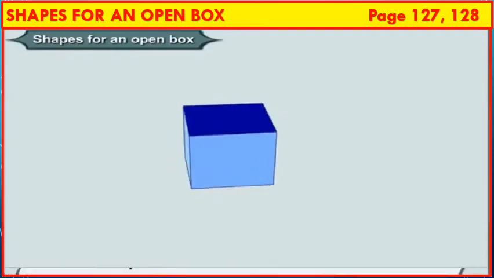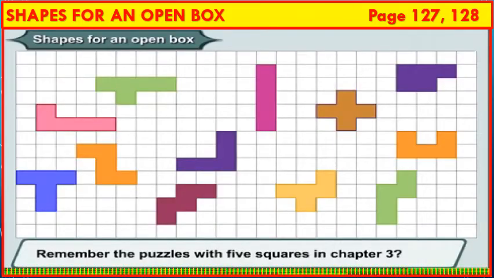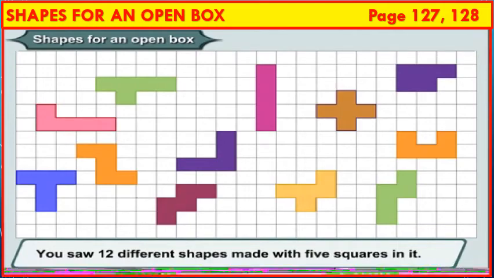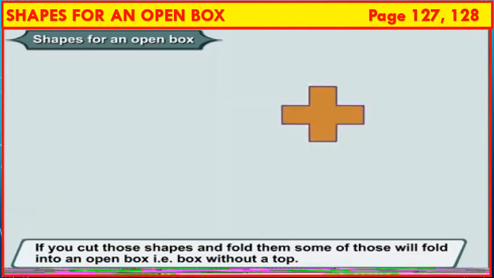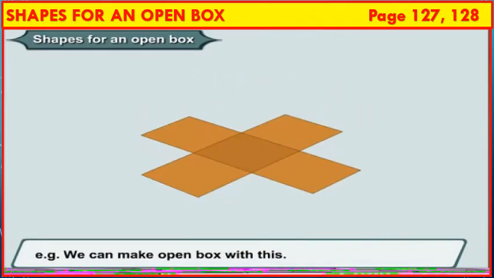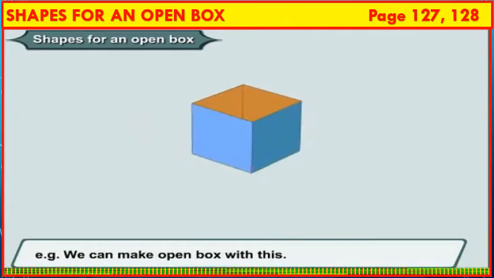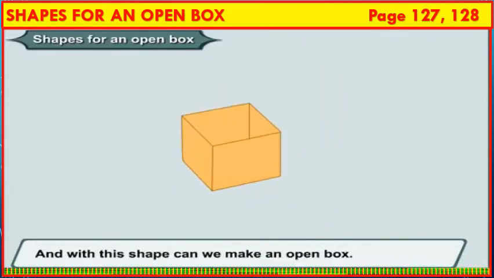Shapes for an open box. Children, do you remember the puzzles with 5 squares? That is pentominoes in chapter 3. We got 12 different shapes made with 5 squares, pentominoes. If you cut those 12 shapes and fold them, some of them will fold into an open box, that is, a box without a top portion. We can make an open box with this shape and with this shape also.